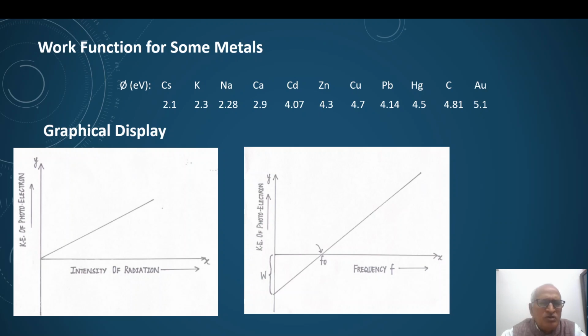Here I have shown two graphs. In one graph, the kinetic energy of photoelectron, shown along the y-axis, increases proportionately with the intensity of radiation, provided the frequency is higher than threshold frequency. In the second graph, kinetic energy of photoelectron is plotted against frequency. Zero refers to threshold frequency. And you see W here is negative work function. Frequency is shown along the x-axis.